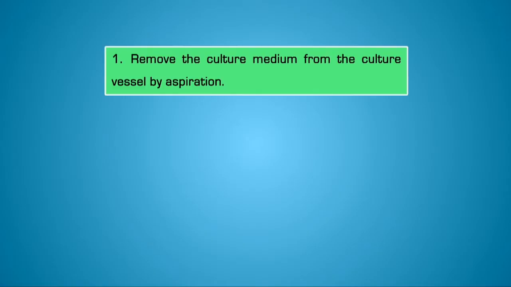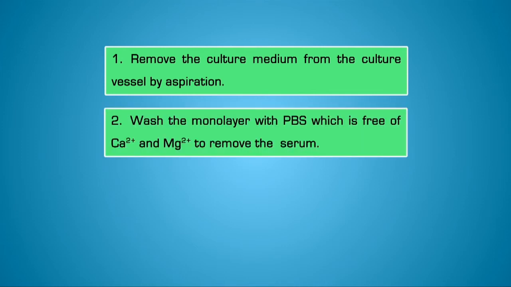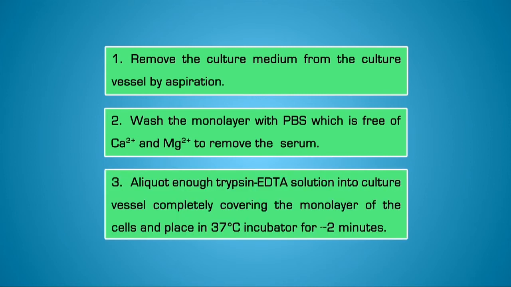In the first step, remove the culture medium from the culture vessel by aspiration. Then, wash the monolayer with PBS, which is free of calcium ions and magnesium ions, to remove the serum. Next, aliquot enough trypsin EDTA solution into the culture vessel, completely covering the monolayer of cells, and place in a 37 degrees centigrade incubator for approximately 2 minutes.